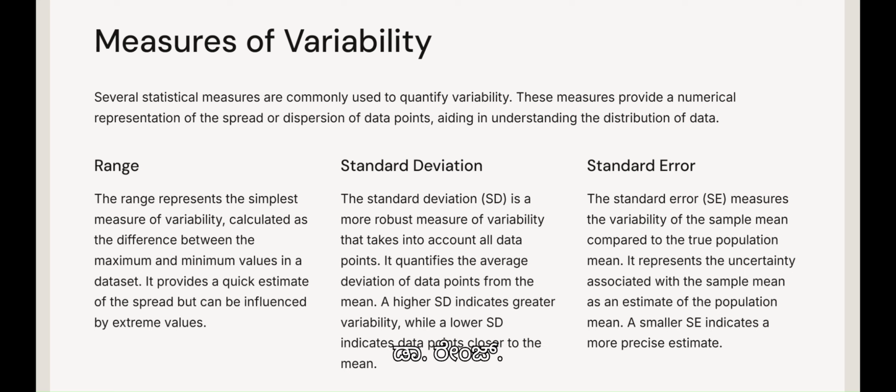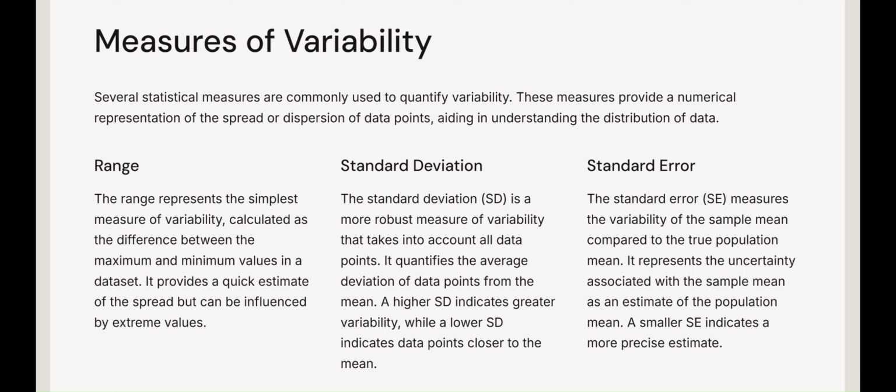data. Range. The range represents the simplest measure of variability, calculated as the difference between the maximum and minimum values in a dataset. It provides a quick estimate of the spread but can be influenced by extreme values. Standard deviation. The standard deviation, SD, is a more robust measure of variability that takes into account all data points. It quantifies the average deviation of data points from the mean. A higher SD indicates greater variability, while a lower SD indicates data points closer to the mean.